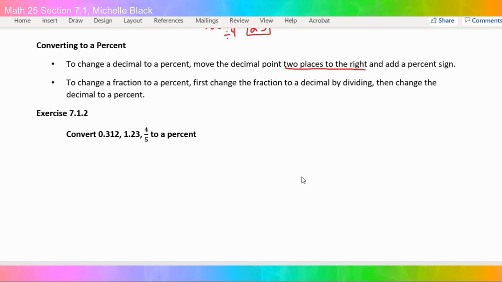And to change a fraction to a percent, first you change the fraction to a decimal by dividing, and then you do what we have above and you change the decimal to a percent by moving the decimal place 2 places to the right.